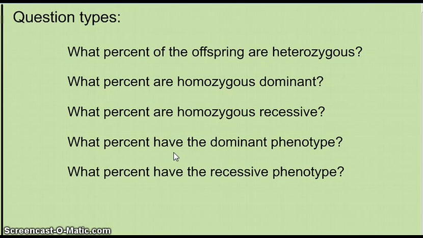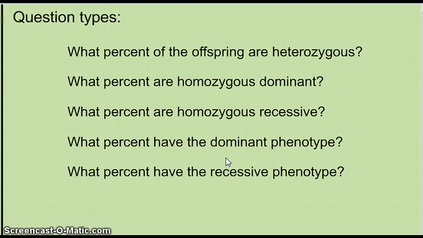So this answer is a little bit different because you're not describing what the genotype is, you're describing the phenotype. What do they physically appear like? And in this case, the dominant phenotype is to be tall, and 3 of them are tall.